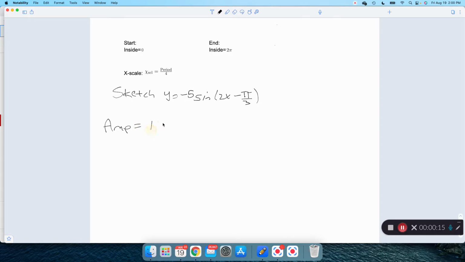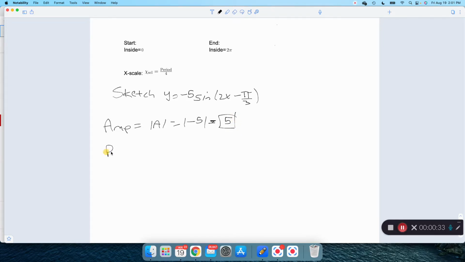Amplitude is always the absolute value of A, where A is the number multiplying your sine or cosine. In this case, that's -5. Absolute value of -5 is +5. Remember, amplitude is always positive.